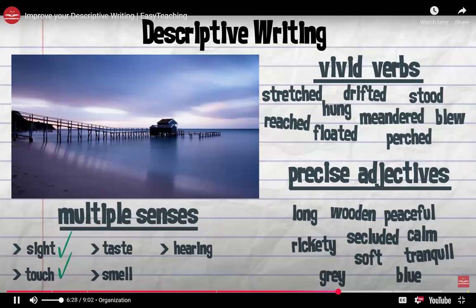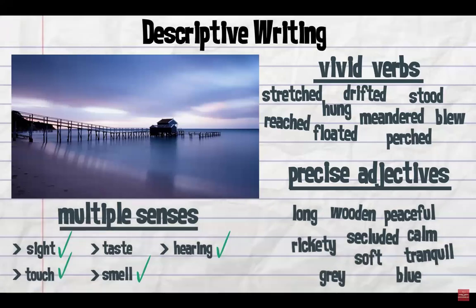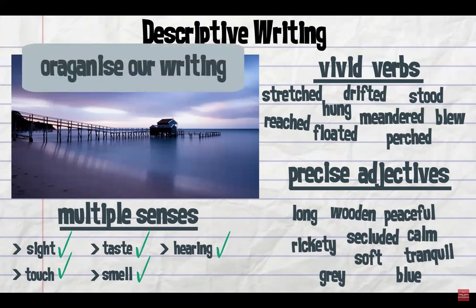Here are some ideas we could play with. The sound of the water lapping against the pier, a scent carried on the breeze, the taste of salt in the air. Now, before we put our ideas together and start writing, let's take a moment to think about how we could organise our writing. Perhaps we could focus on one sense at a time. Or maybe we could focus on one part of the setting and then move on to the next.